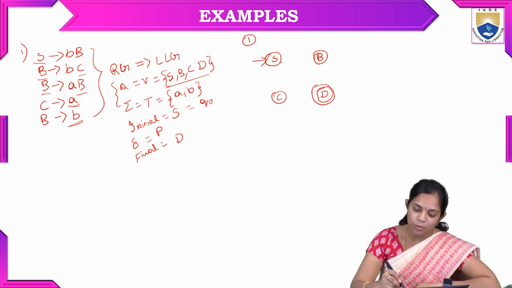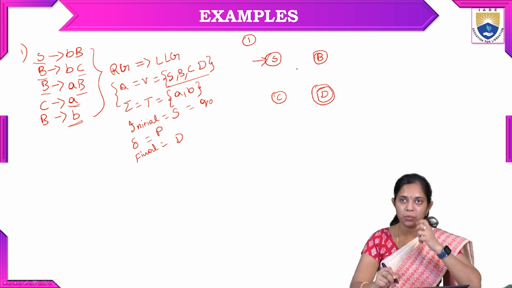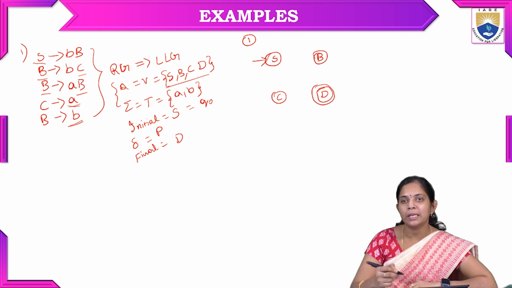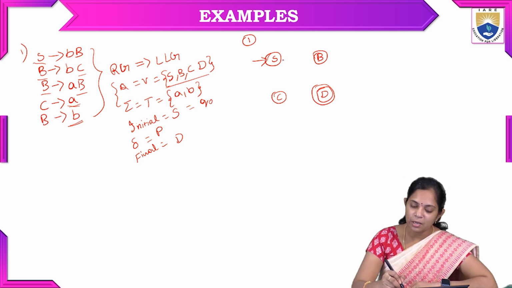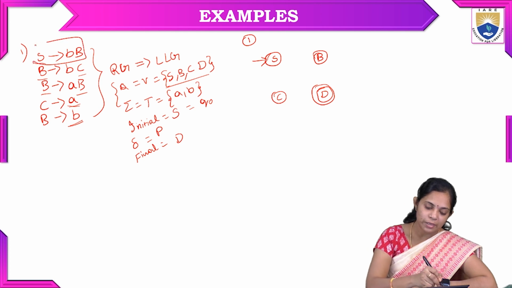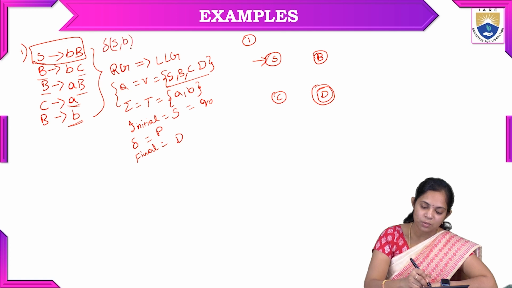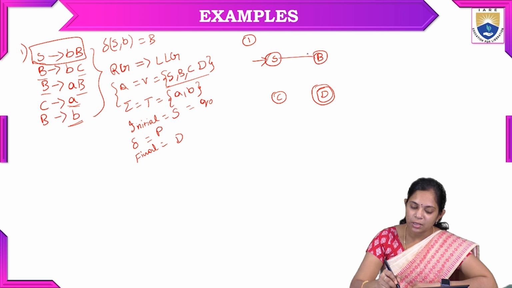And next, how to write the transitions: based on the production rules, we will convert them to transition functions. So here S tends to B is there. How to convert this to a transition function? The transition of S with the input symbol B goes to B. So here, with the input symbol B, it is reaching this one.